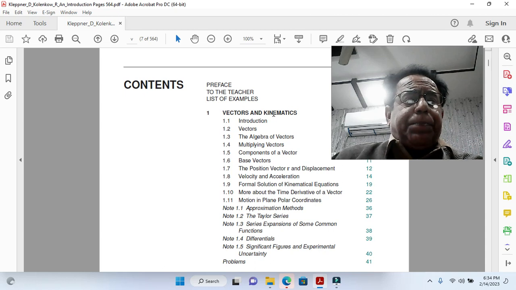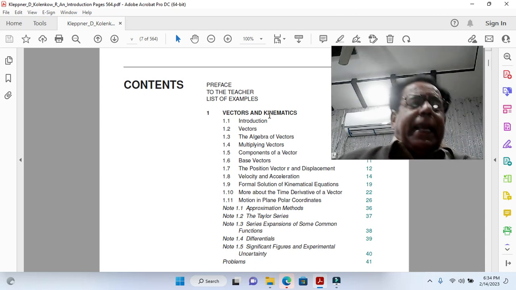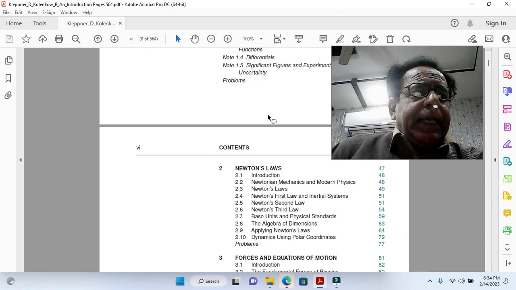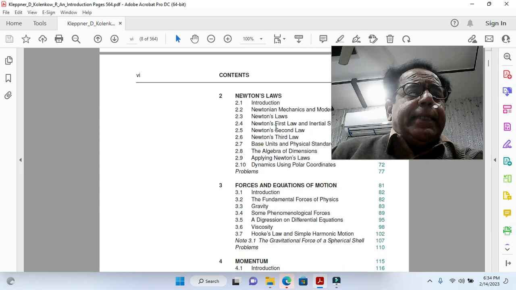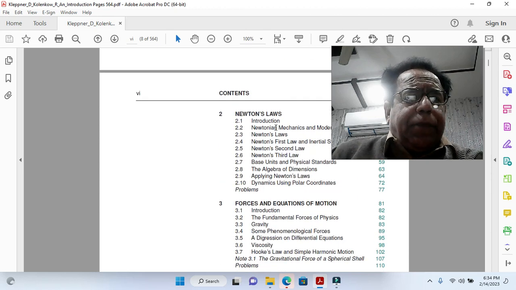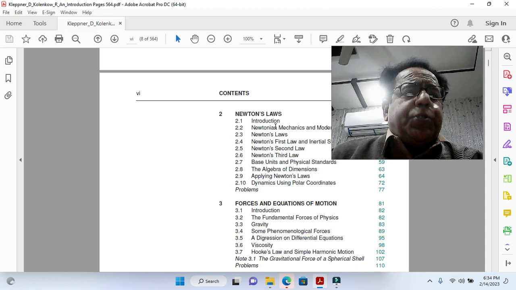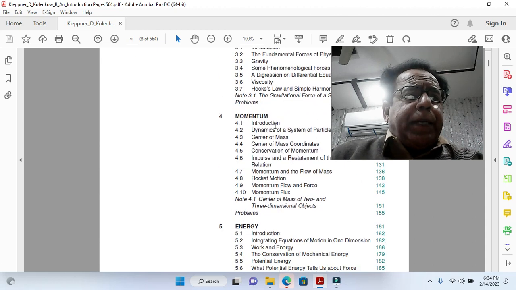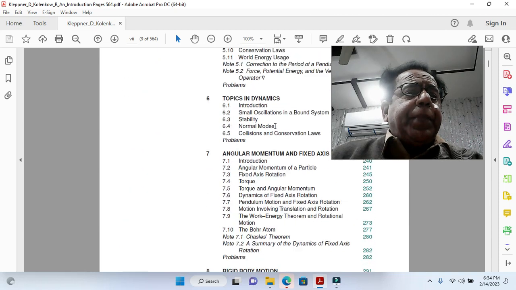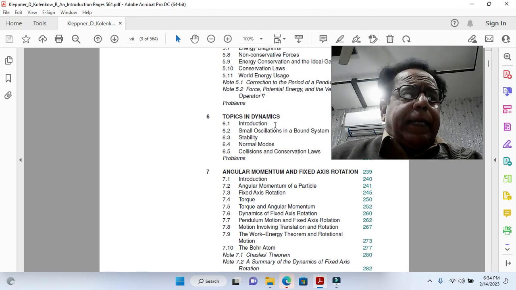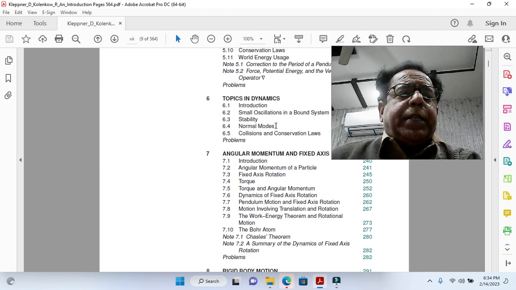Its first chapter is under title Vectors and Kinematics. Its second chapter is under title Newton's Laws. Its third chapter is under title Forces and Equations of Motion. Its fourth chapter is under title Momentum. Its fifth chapter is under title Energy. Its sixth chapter is under title Topics in Dynamics. Its seventh chapter is under title Angular Momentum and Fixed Axis Rotation.